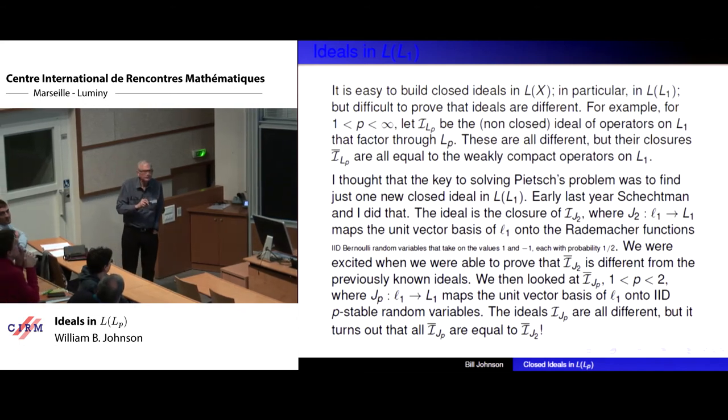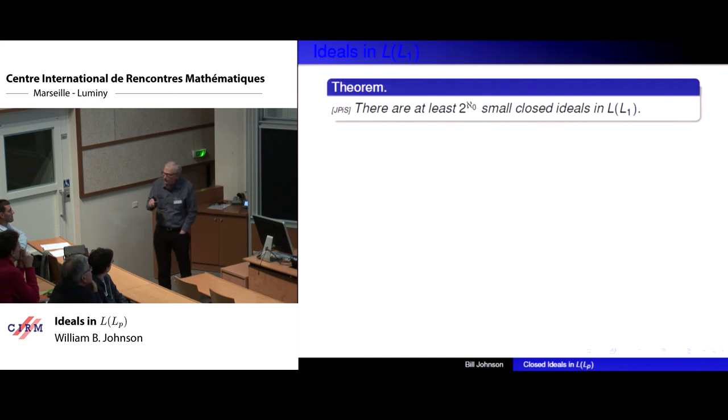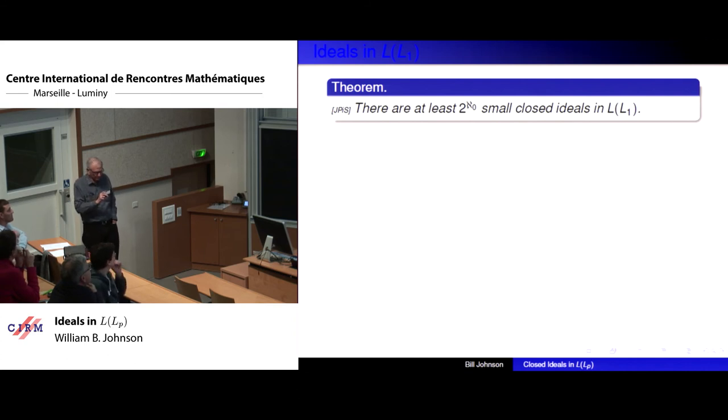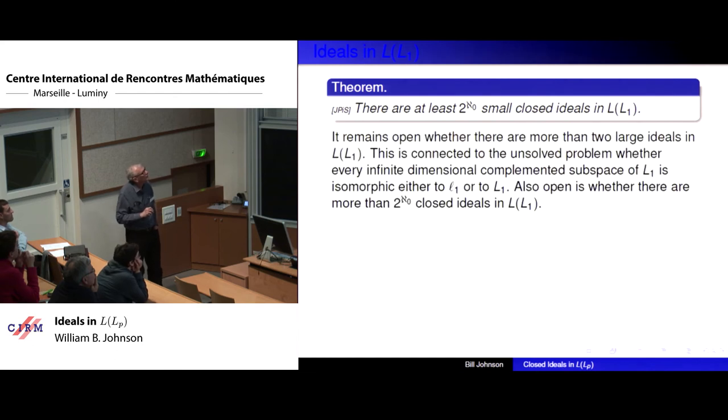Yeah. So in the fall, we were together at MSRI again. Gilles Pisier was also there, and so we talked, and finally the three of us managed to solve the problem and get not just infinitely many, but a continuum. And I'll explain a little bit. However, if you talk about large ideals, then we still only have two.